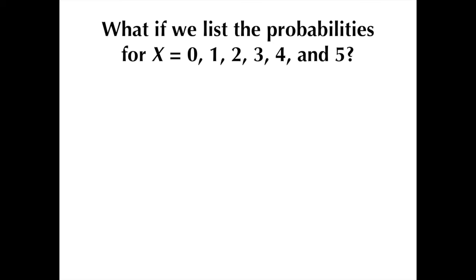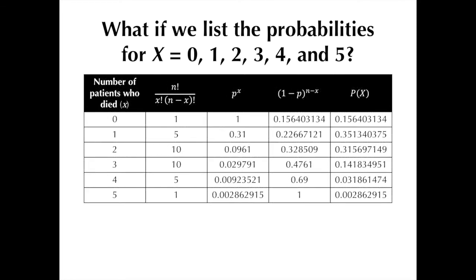Now, what if we considered values of x, or the number of successes, other than 3? Let's refer to this table here. The first column shows the possible values for x given an n that's equal to 5. The middle three columns, on the other hand, show the values for the different terms in the binomial distribution equation, and the last column gives us the resultant probability for each value of x.